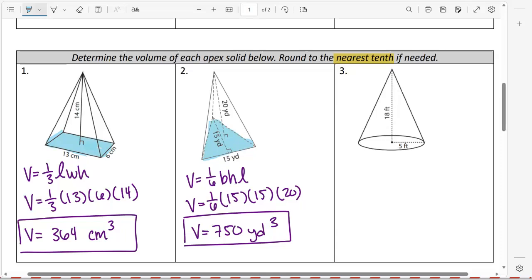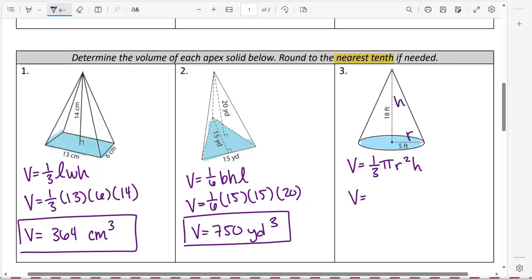And number 3, go ahead and look at the shape of our base. The shape of our base is a circle, so that means we're working with a cone. And the formula for volume of a cone is 1/3 times pi times the radius squared times the height. So our radius here is 5 and the height is 18.